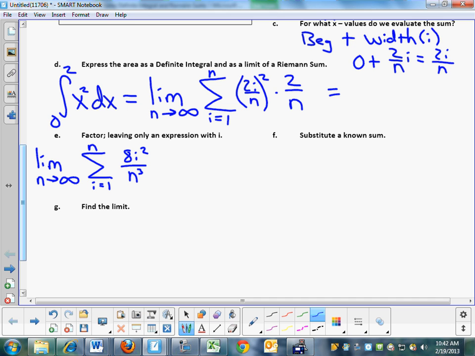Thank you. We are not summing up the n's, are we? We're summing up the i's, because we're starting with i equals 1. I'm going to bring those n's and everything else out in front. So the directions say factor, leaving only an expression with i. So what I get is the limit as n goes to infinity of 8 over n to the third times the sum from i equals 1 to n of i squared. See how I brought that out and all I left in there was the i squared?